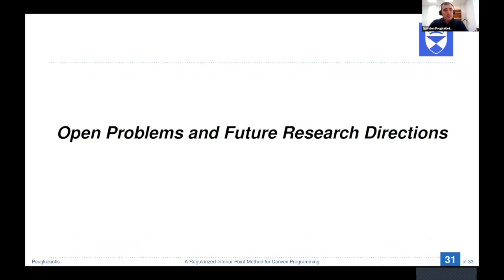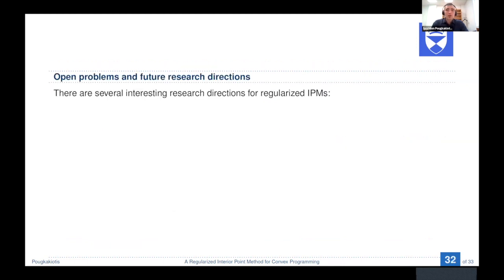So that brings me to open problems and future research directions. I believe that regularized interior point methods is a fruitful area that is by no means a closed topic. Specifically, one very important question that I believe pertains to non-regularized IPMs as well is the creation of new warm starting mechanisms, because warm starting was studied during the 90s by Yildirim and Wright, and ever since then, it hasn't been challenged really, and I believe there's a lot of room for improvement there.